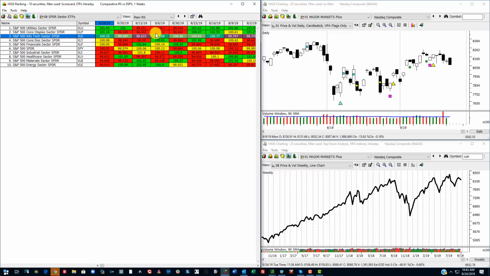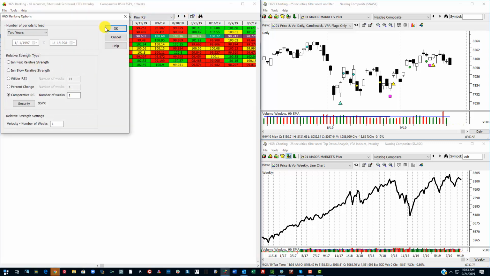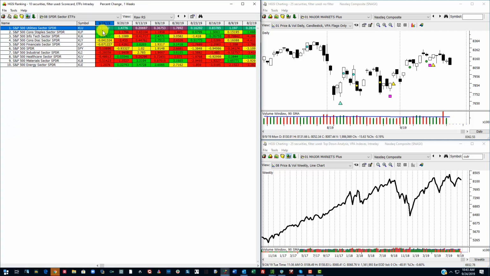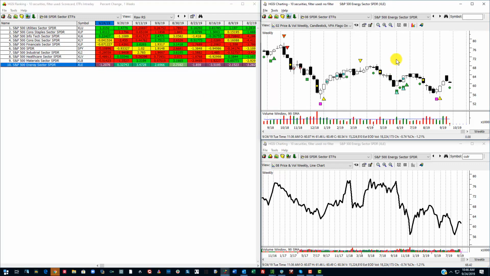If you want to know the actual percentages of performance for the week, I'm going to put percent change, number of weeks 1 week, and you can see that the utility sector is up 1.31% for the week. The weakness is 1.20, and that's in energy. I'm bringing the energy sector chart up, and I have changed this to a weekly chart.